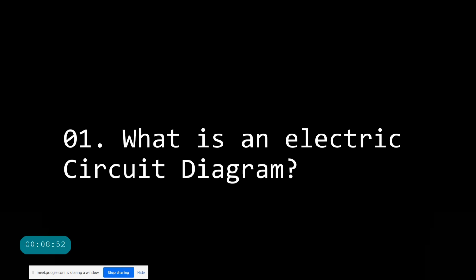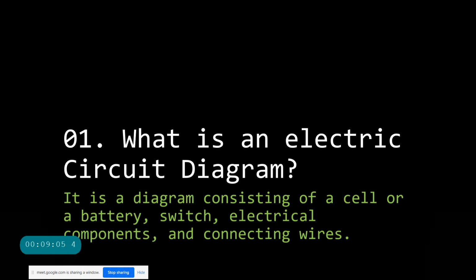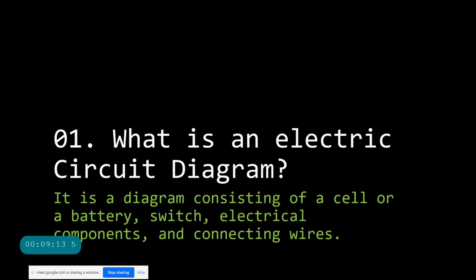Students, is my voice audible to you? A diagram comprising cell, battery, key, electrical components, etc. Yes. It is a diagram consisting of a cell or a battery, switch, electrical components and connecting wires.